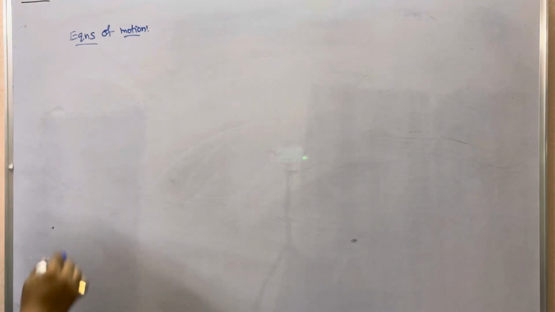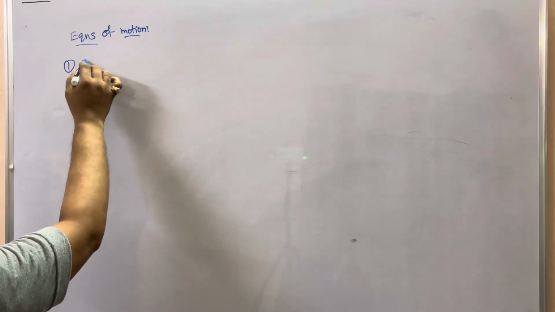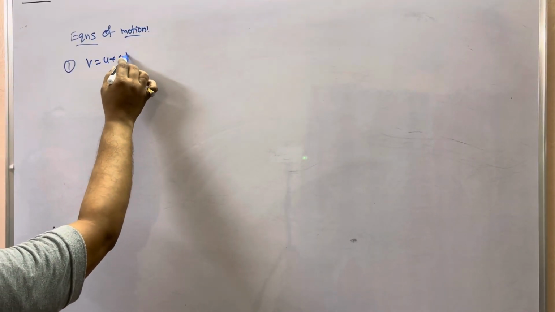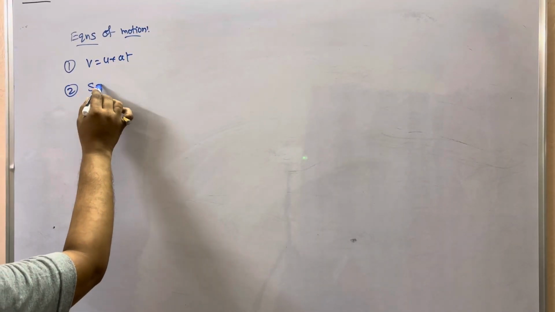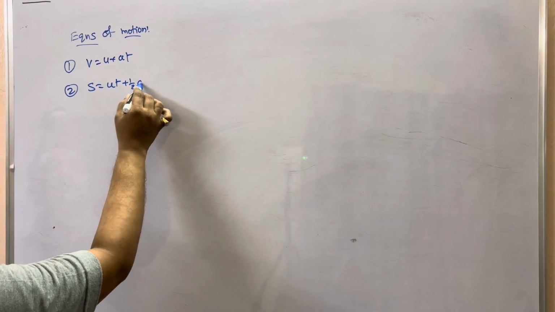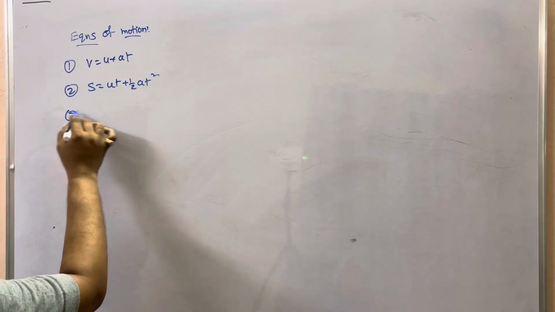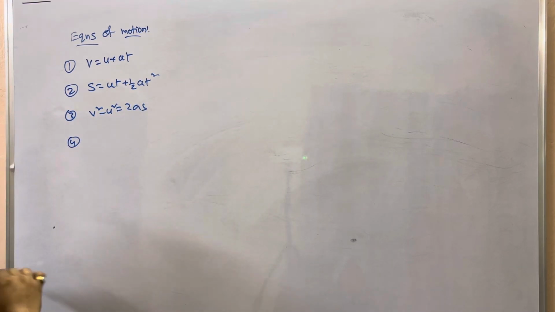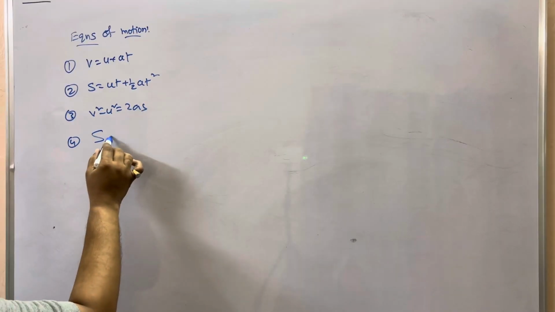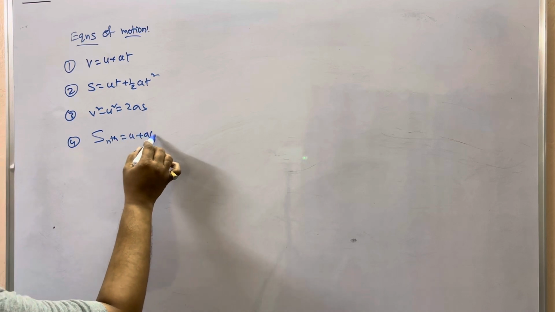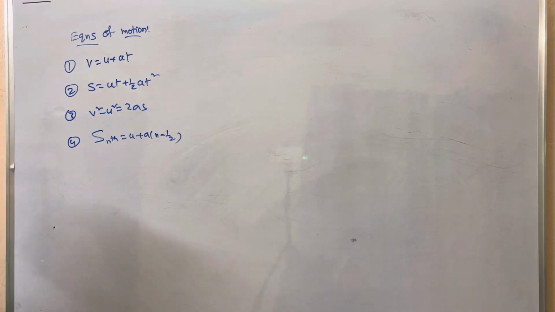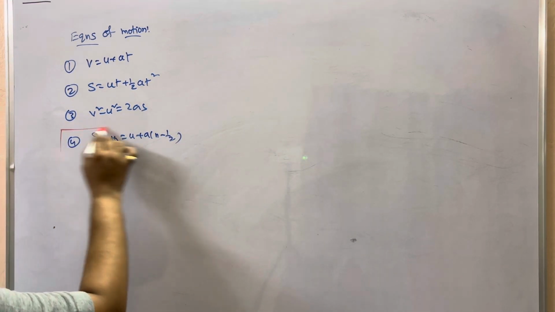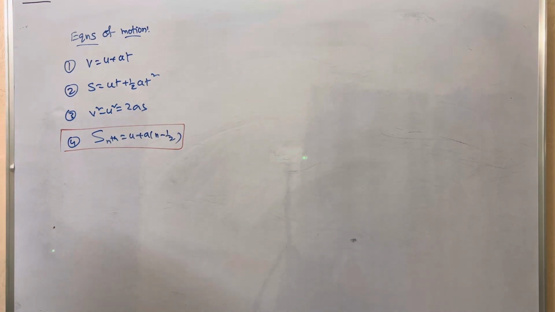So what are the equations of motion we came to know since our 9th class? V is equal to U plus AT, S is equal to UT plus half AT square, V square minus U square equal to 2AS. The last equation is distance covered in nth second: U plus A into (N minus 1 by 2). We will discuss this specially later.